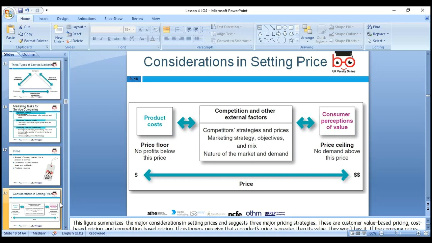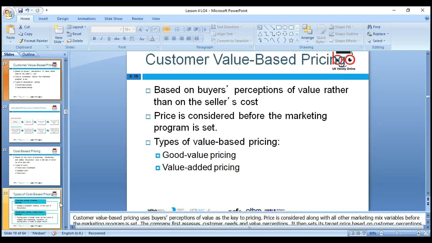It's not really good, which is against the WTO rules. A product cost is the price floor, no profit below this price. Competition and other external factors: we need to look around at competitors' strategies, price, marketing strategies and objectives, and the mix, nature of the market and demand, and consumer perception. We need to provide value for the customer.